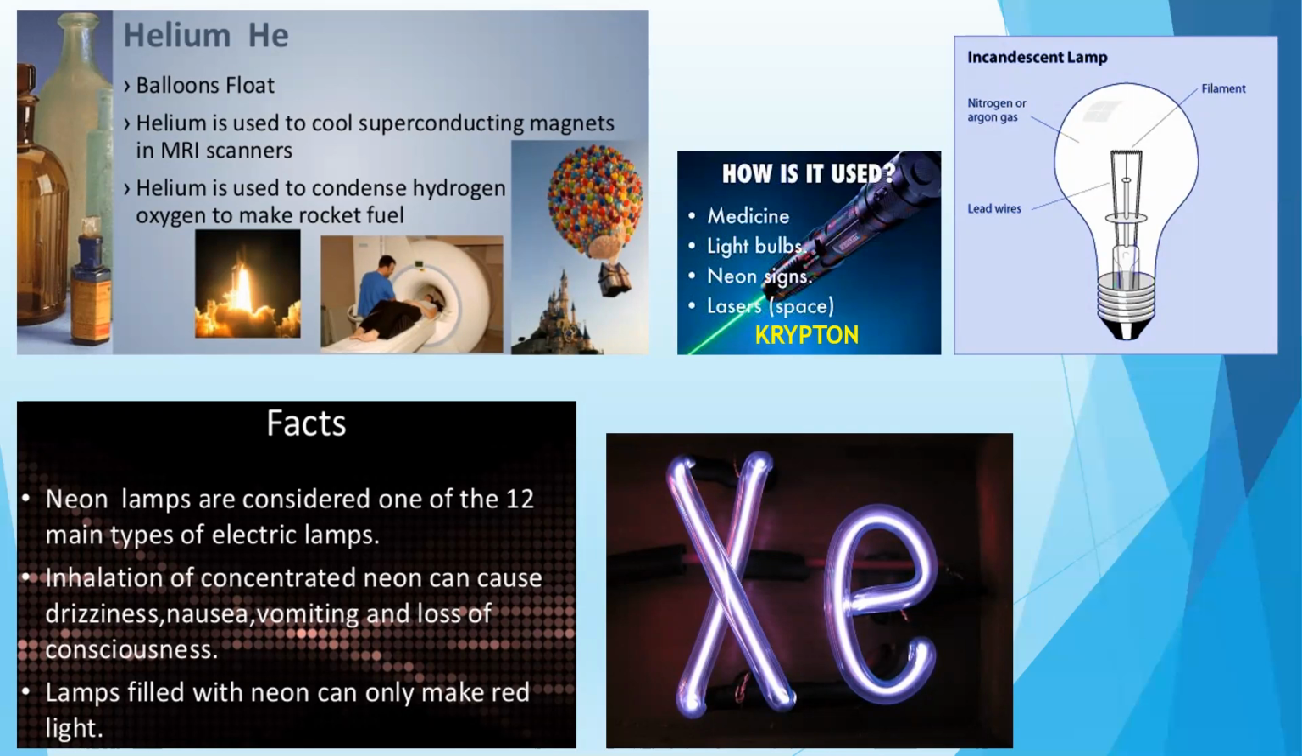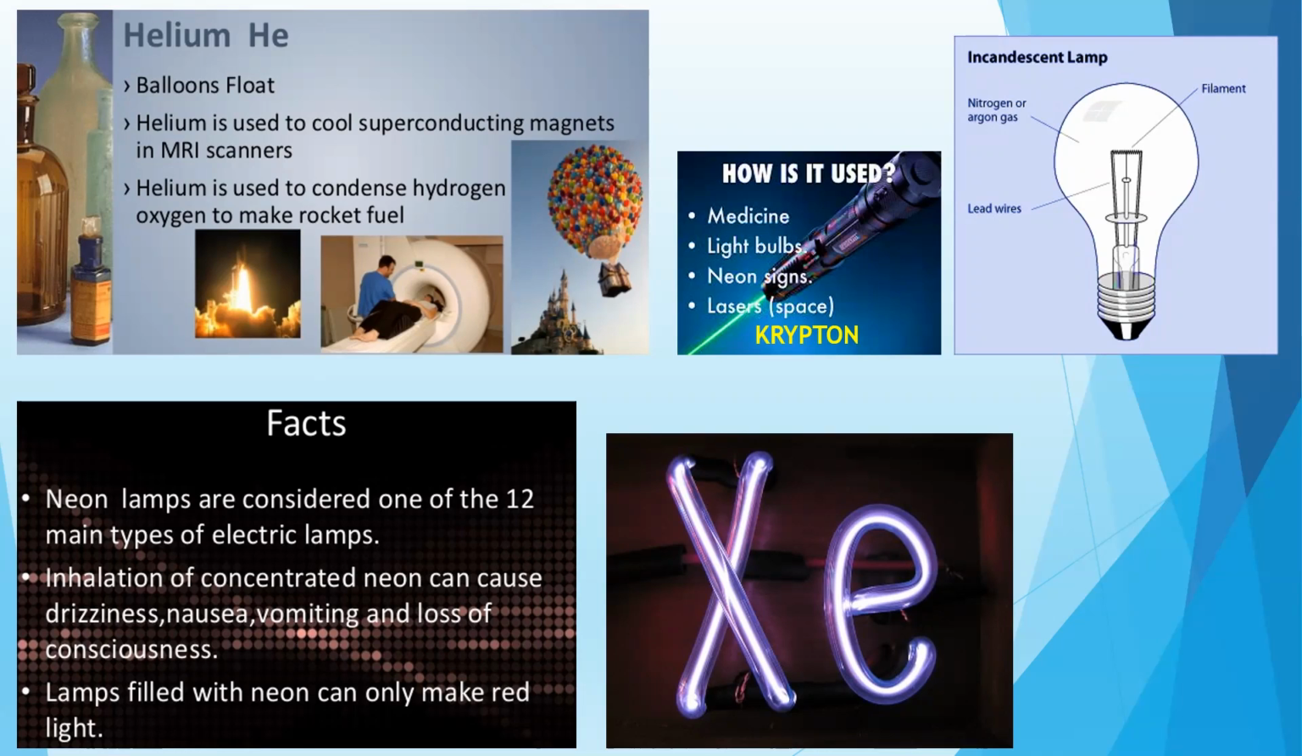We can see the daily life usage of these noble gases. Helium is used in balloons, the gas balloons that we love to blow in the air during Uttarayan. Maximum times we do so, right? So balloons float and helium is present in them. Helium is also used to cool superconducting magnets in MRI scanners. It is also used to condense hydrogen and oxygen to make rocket fuel.